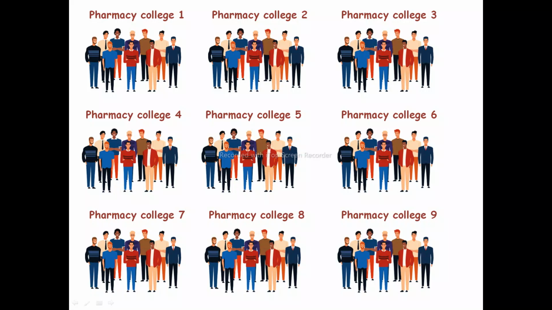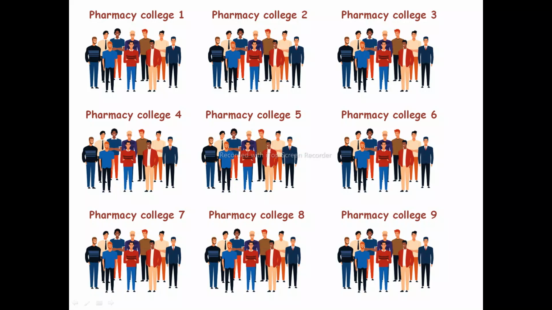They will be mutually exclusive, because one pharmacy teacher will belong to one pharmacy college only. Also, all the pharmacy teachers combined will make the whole population. So now these will be my clusters: different pharmacy college teachers of Karnataka. That was my first step of cluster sampling.